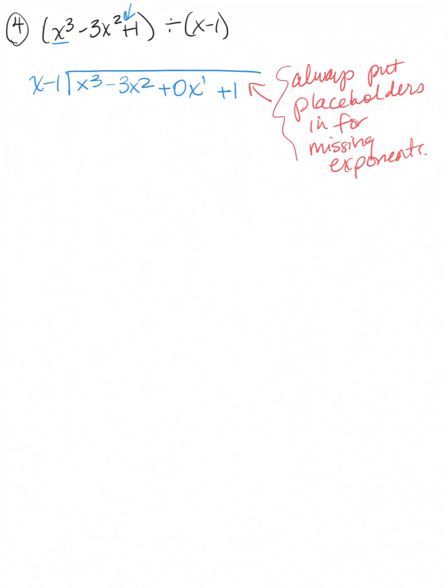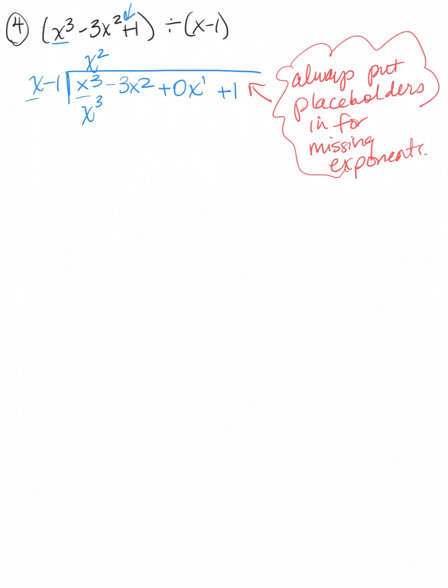It won't work unless you do that, and I'm going to show you why. Okay, let's walk through this question. You'll see why. All right, so again, x times what gives me x to the 3rd? Well, that would be x squared. So if I distribute that, that will give me x cubed.